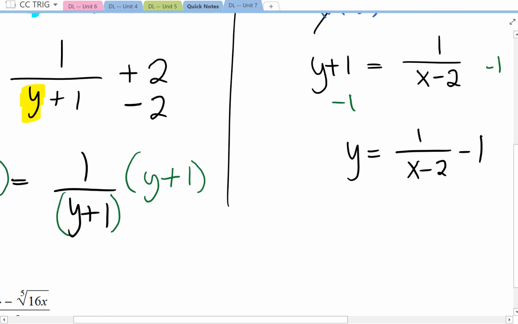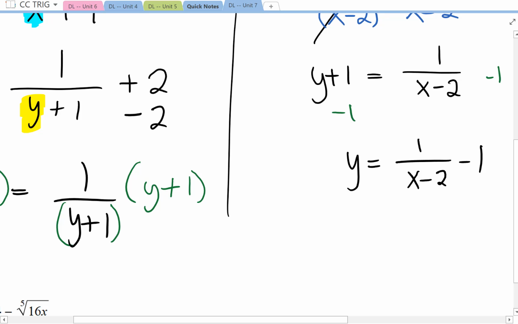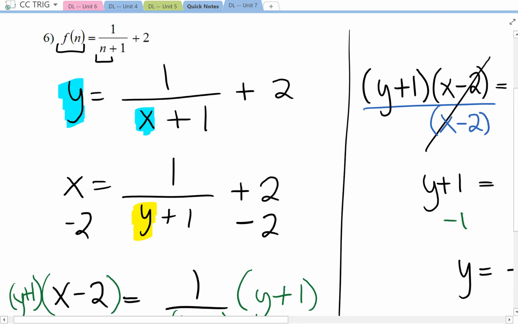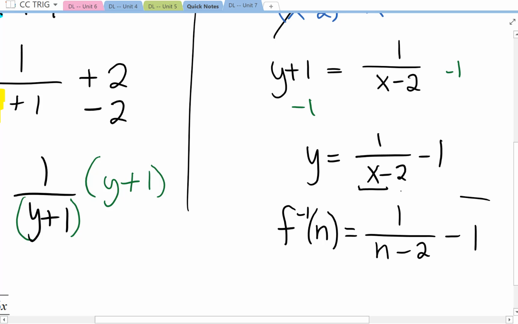And then, of course, we need to write the notation for inverse functions. So going back, we had an f of n. So this is now f inverse of n is equal to 1 over, replace the n, put back with n minus 2 minus 1.